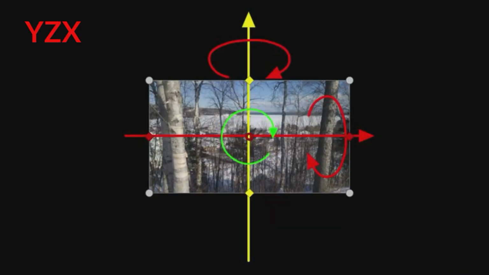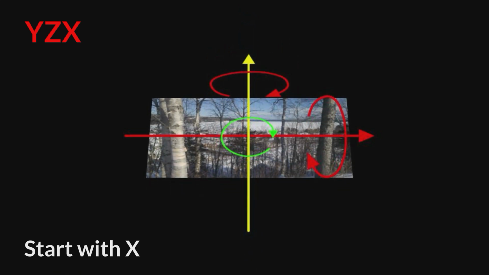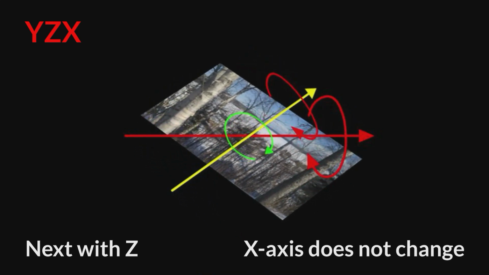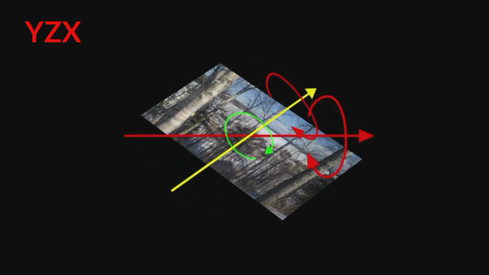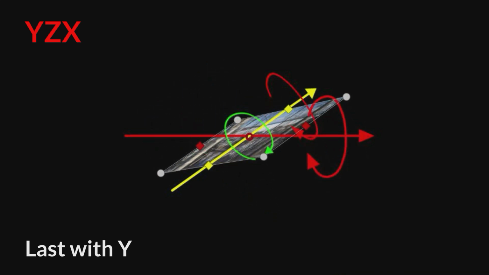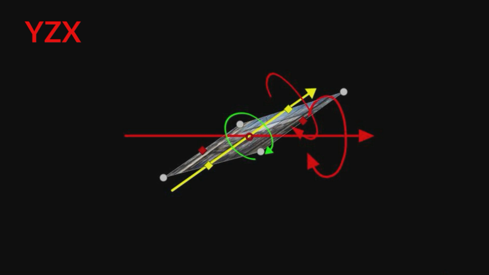For YZX, rotating using X causes the image and the Y and Z axes to rotate. Rotating Z causes the image and the Y axis to rotate. Rotating Y will rotate the image about the modified Y axis, which runs through the yellow handles.